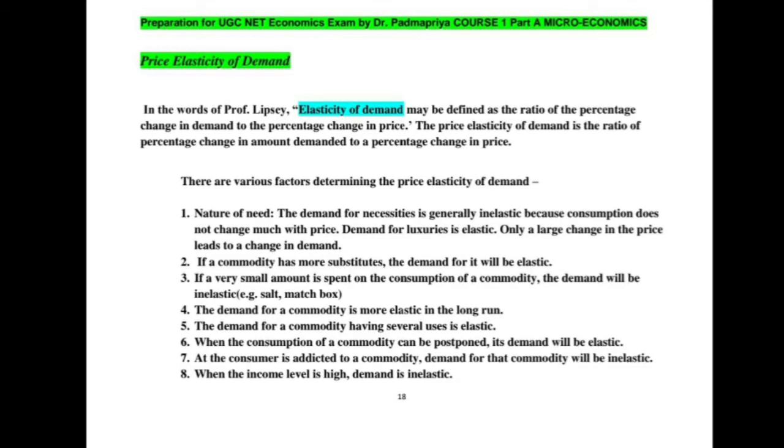Now we come to the concept of price elasticity of demand. The elasticity of demand may be defined as the ratio of percentage change in demand to the percentage change in price. There are various factors determining price elasticity, like the nature of the need, how many substitutes it has, how much money is spent on the consumption of the good, and whether it is based on things like addictiveness, and so on and so forth.